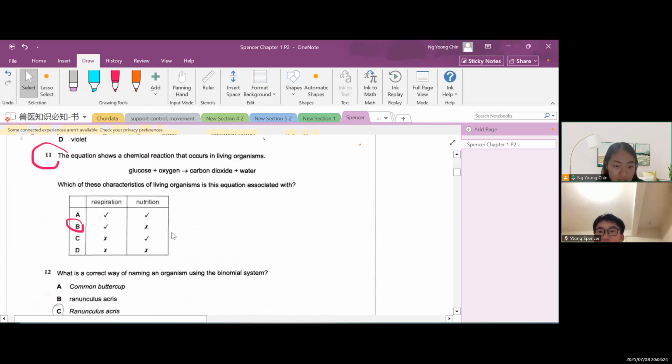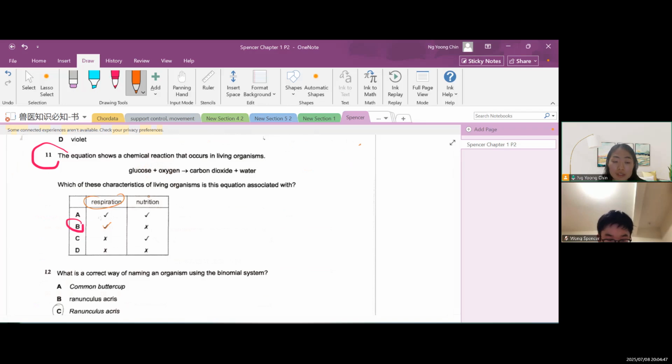Come for this one. So the answer is B. The reason is because this shows what? This shows cellular aerobic respiration, right? So this is a type of respiration. So this is correct. But is it related to nutrition? The answer is no. Okay, because respiration is different from nutrition.